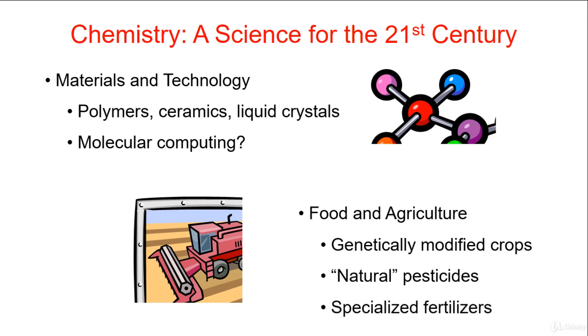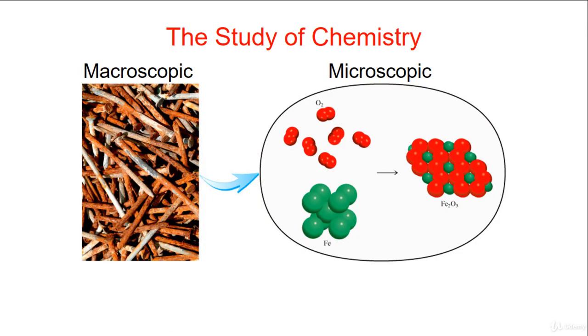If we look at macro scale, we deal with normal weights such as kilograms and grams, while in micro scale, in chemistry we deal with atoms and molecules scale.